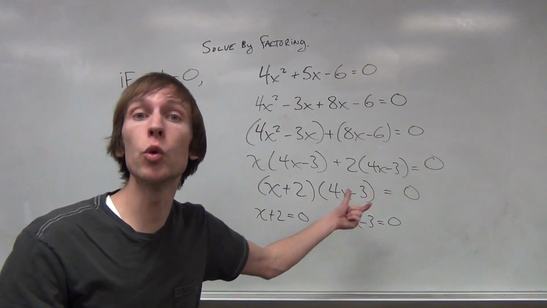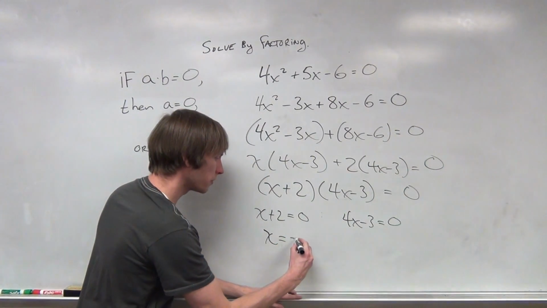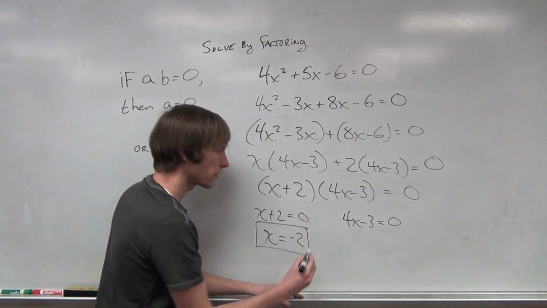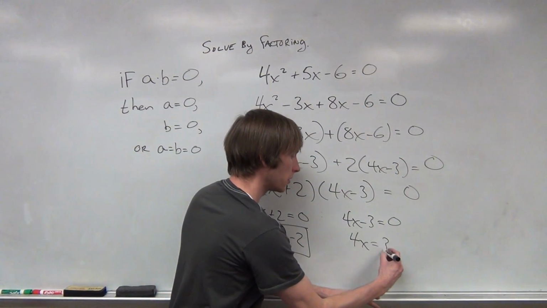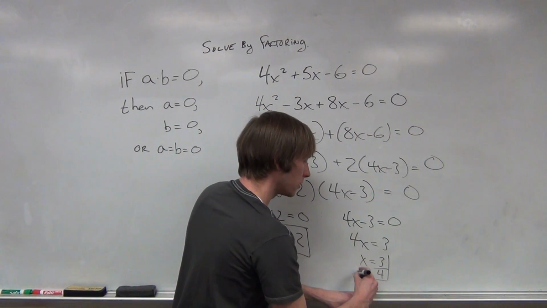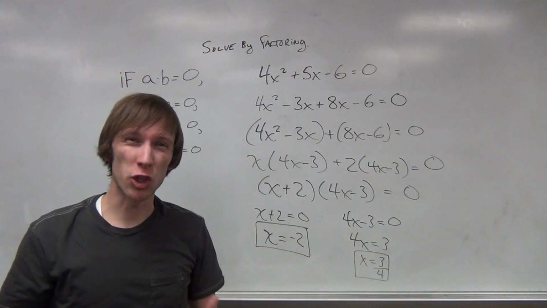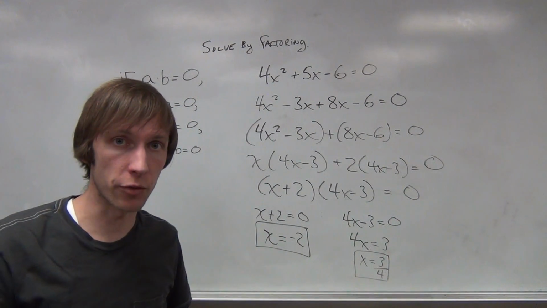So this will give us our two separate answers. I solved this pretty easily, subtract 2 on both sides. Here I've got a little bit of work to do. And I get my two solutions, x equals negative 2 and x equals 3/4.